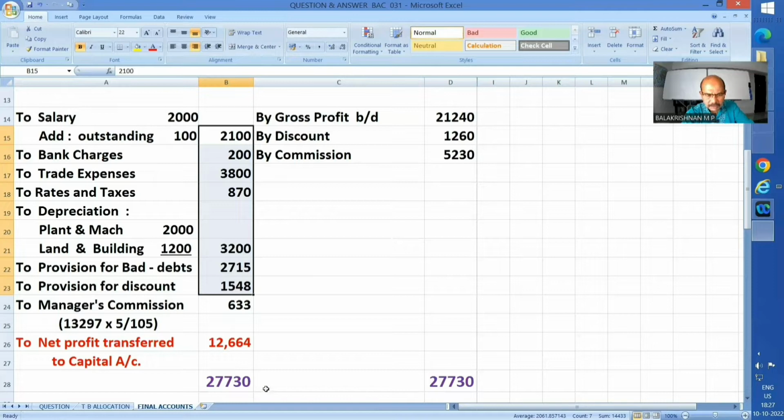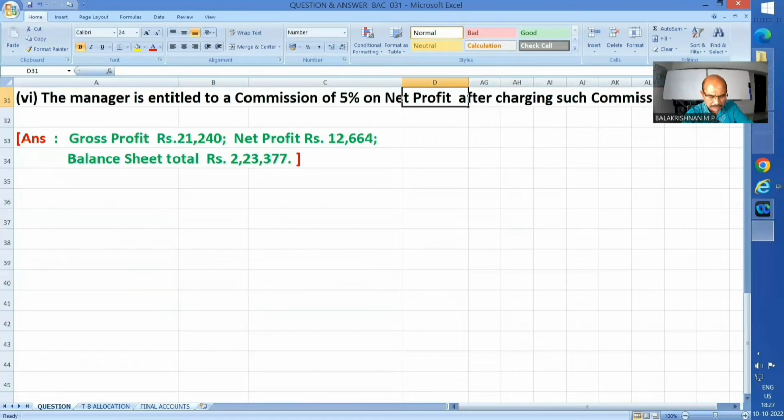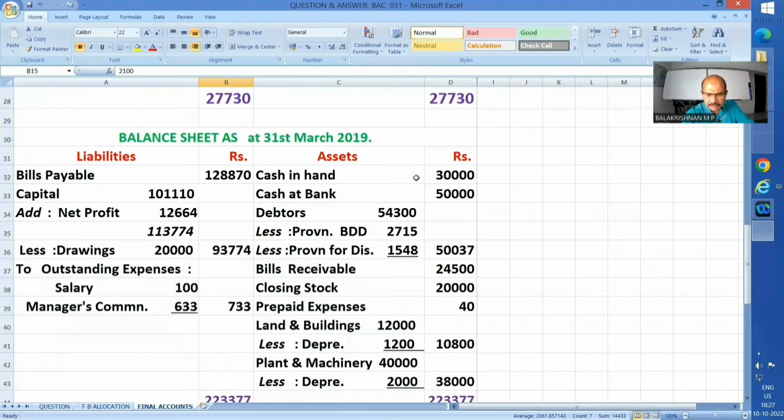And I have balanced this profit and loss account. I got my net profit as 12,664. Let me check it. Yes, it is there. Now next one is the balance sheet. Cash in hand as it is, cash in bank as it is. Debtors original minus the first deduction, provision for bad and doubtful debts, second deduction, provision for discount on debtors, and the latest value I'm showing is 50,037. Bills receivable as it is, closing stock as it is, prepaid expenses. It's an asset. It has been shown here.